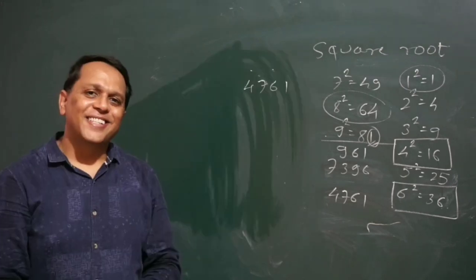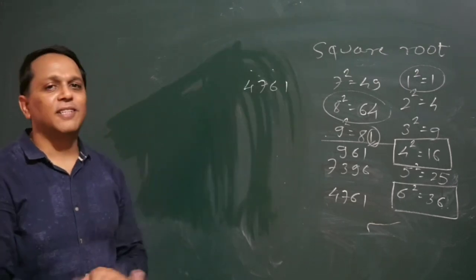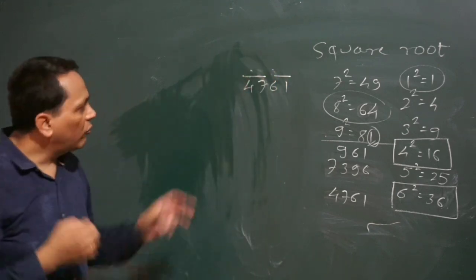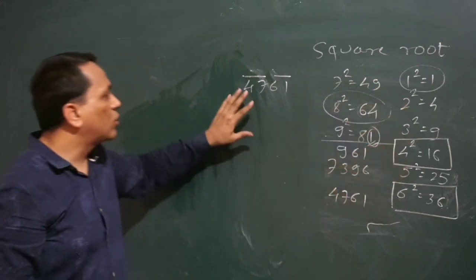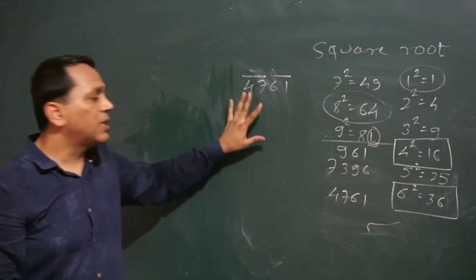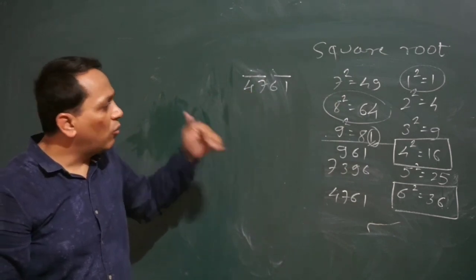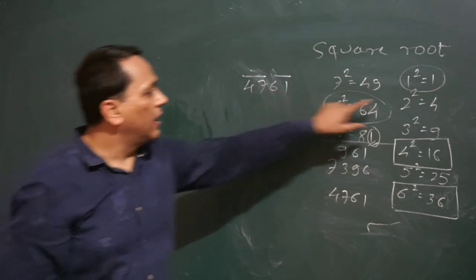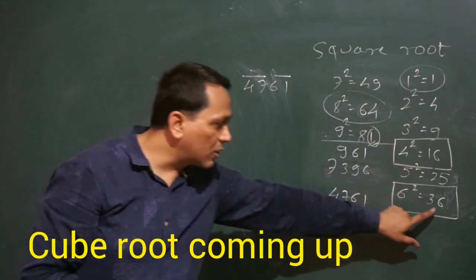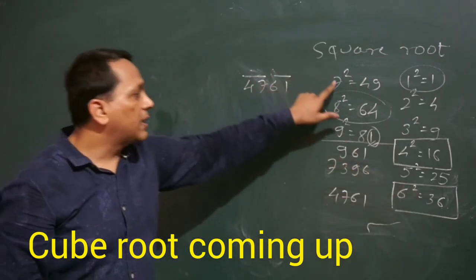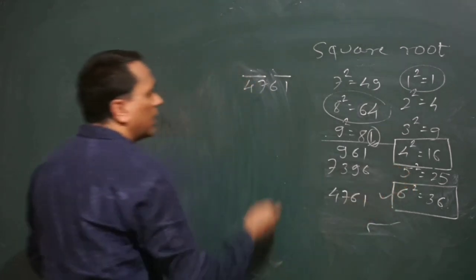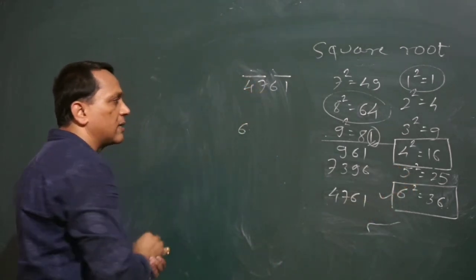Let's see how to find the square root of 4761. First we make the groups of 2. Then we find whether there is a number whose square is 47. But there is no such number whose square is 47. So which square is less than 47? 1 square is less than 47, 2 square, 3 square, 4 square, 5 square, 6 square is also less than 47. But 7 square is more than 47. So we take 6 as our tens place. The answer will be 6 in the tens place.